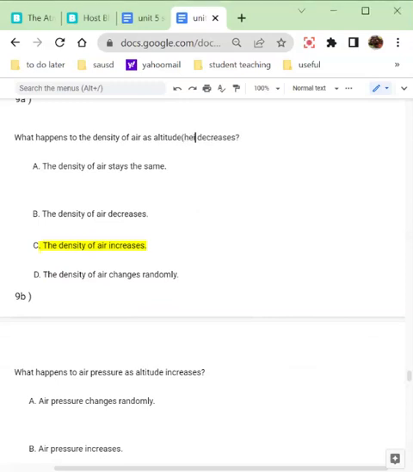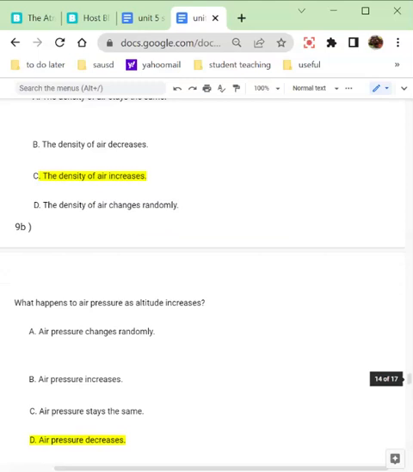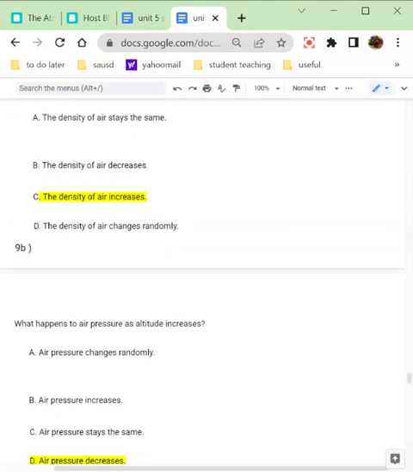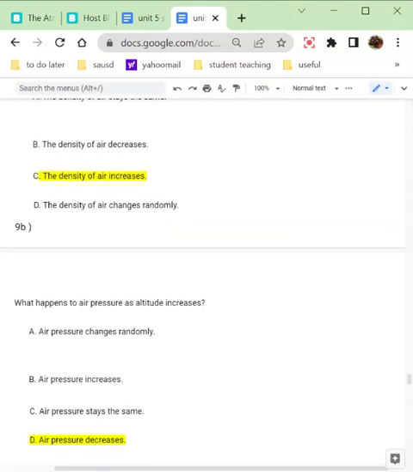Here, I'll add in its height. Okay, and similarly, air pressure is also the opposite of altitude. So if altitude is increasing, air pressure will decrease.